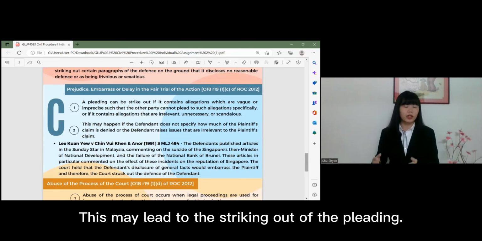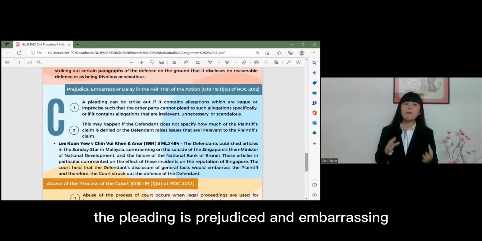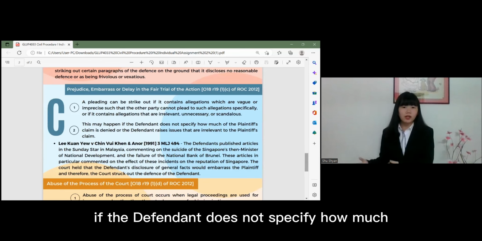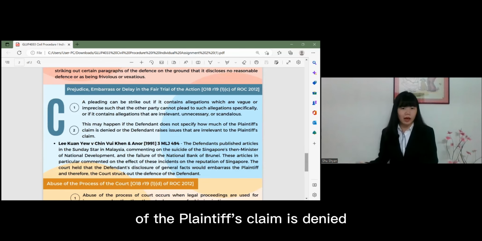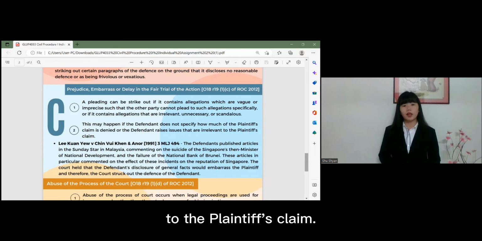This may lead to the striking out of the pleadings. For instance, the pleading is prejudicial and embarrassing if the defendant does not specify how much of the plaintiff's claim is denied, or the defendant raises issues that are irrelevant to the plaintiff's claim.